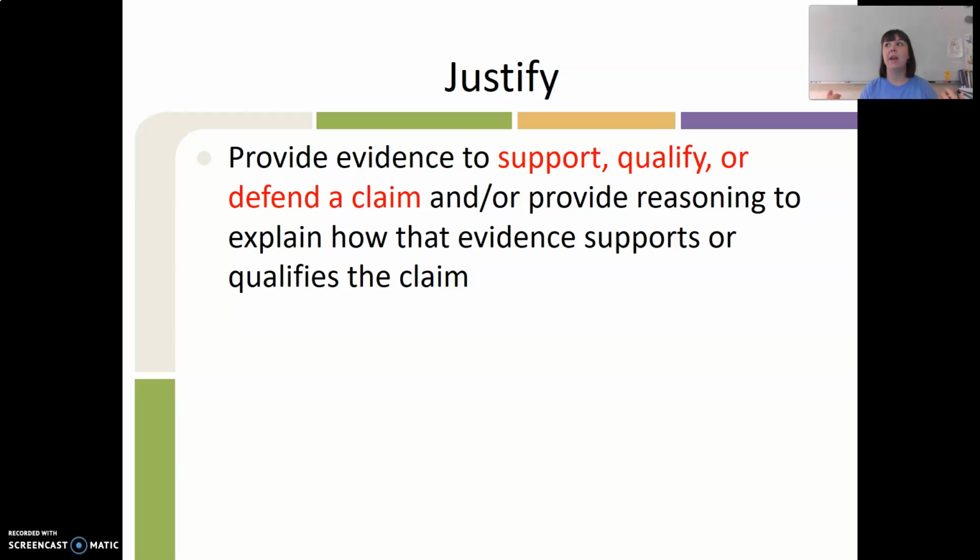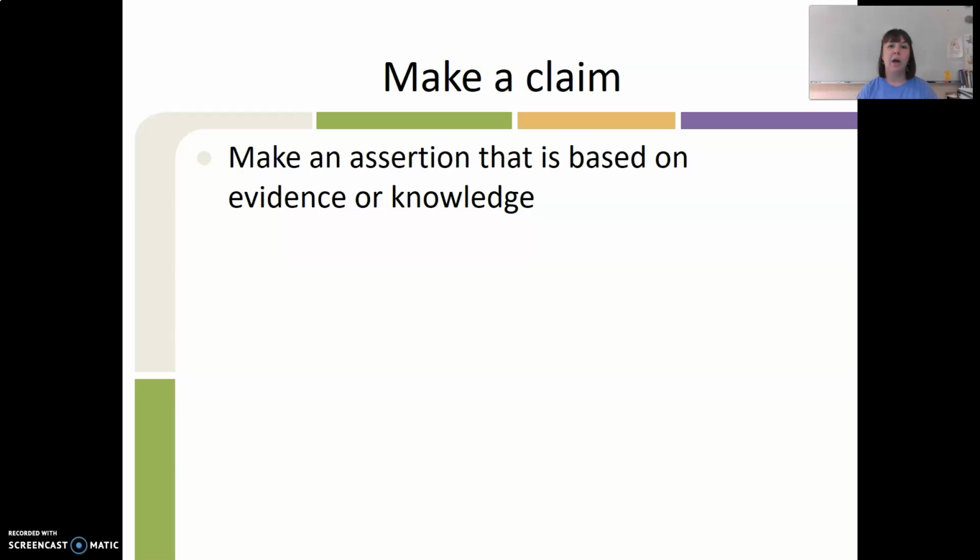You have said, deforestation is bad. Cool, deforestation is bad. But if you're justifying it, tell me why, what about it? Support that claim, provide evidence, provide reasoning to support that claim. But make a claim is just making it. Deforestation is bad. You've made that assertion.